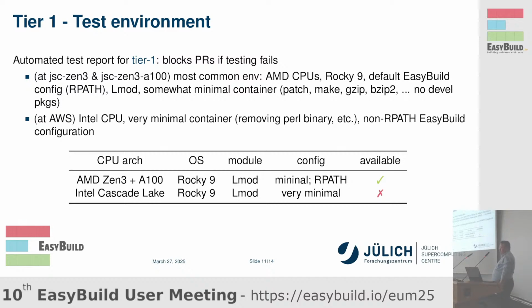Another idea that would be nice to test is Intel CPUs. Here the idea is to use a very minimal setup, which implies even removing Perl, and then also using a non-ARP setup.